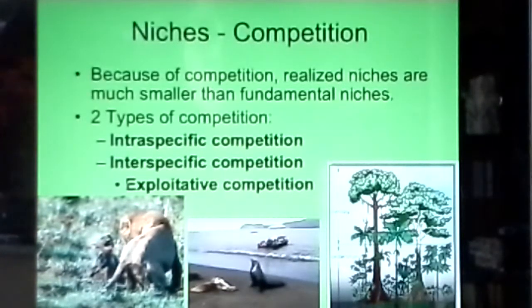All organisms must compete. That means that their realized niches are always smaller than their fundamental niche. If you're in a community, you have two types of competition. Intraspecific, that means you're competing with members of your own species, and interspecific, that means you're competing with members of a different species. If you're competing with a member of a different species, you may also experience exploitive competition.